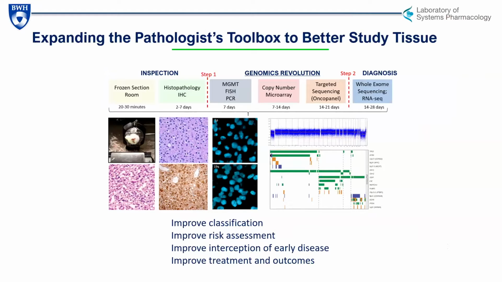I'm a pathologist, so we spend a lot of time diagnosing disease. We have pretty impressive tools thus far, enabled further by genomics, but there's still a lot of information that's left within tissues. So we're really driven to extract more and more information to improve classification, risk assessment, the interception of disease, as well as treatment and outcomes.